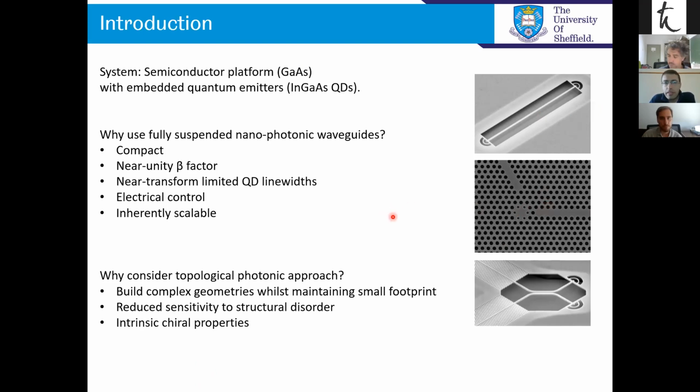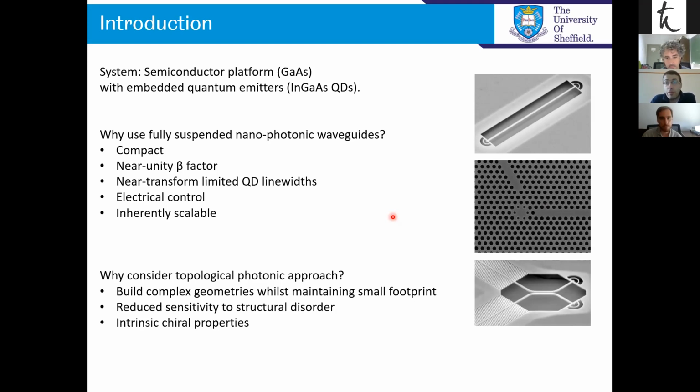The reason we use this is it's a compact structure with small bend radii. We can have a near unity beta factor, which is the coupling of a quantum dot to a single optical mode. It's been demonstrated that you can have near transform limited line widths in this platform. And from a scalability perspective, we can have electrical control of quantum dots in the structure, so we could, for instance, change their charge state, or more pertinently for scale up, bring multiple dots into resonance using electrical control.